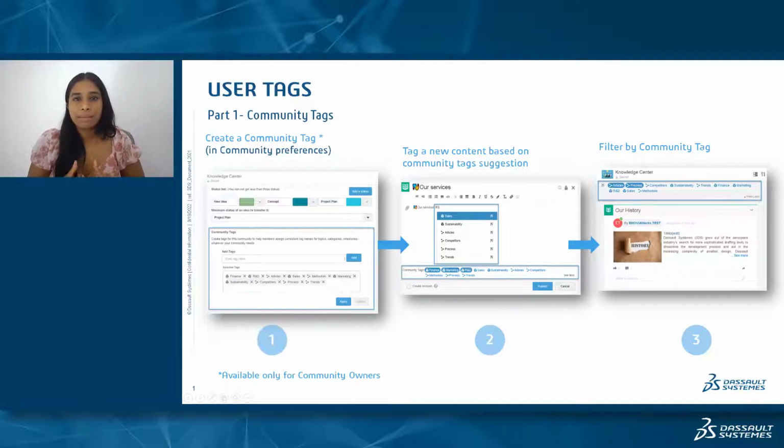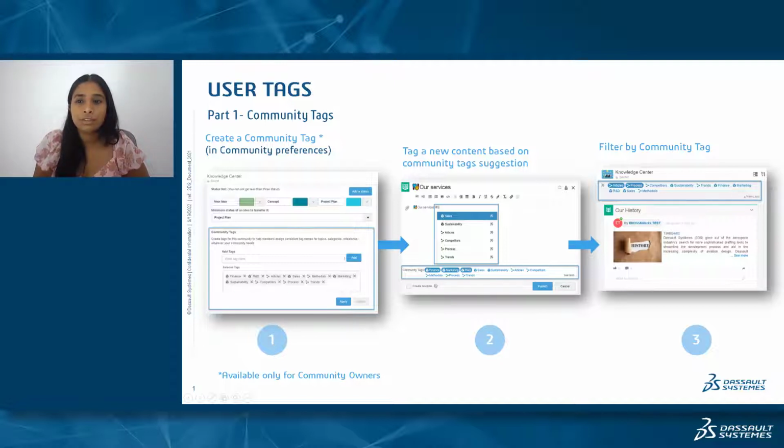Today is the first episode of a series which is community tags. There is more to come, so stay tuned for the future ones. So as I was mentioning, today we're going to talk about the community tags. There are 3 simple steps that will help you to use this community tag. The first one being the creation of these community tags, then the usage of them in a content, and then finally how to filter your content thanks to the community tags.